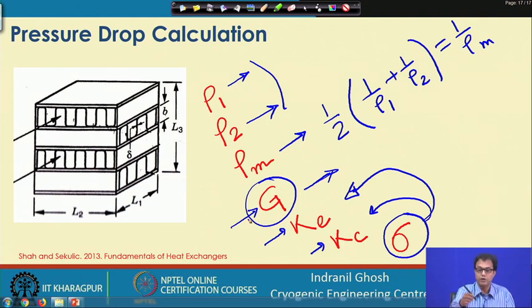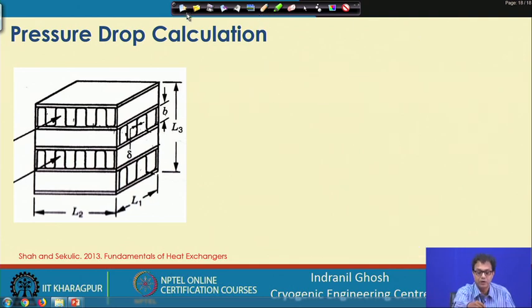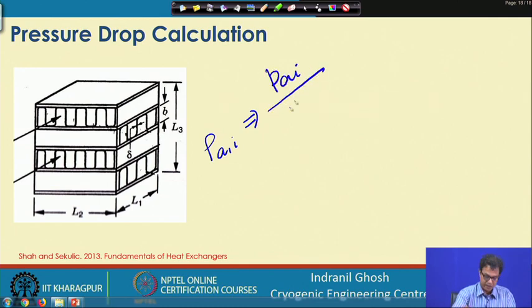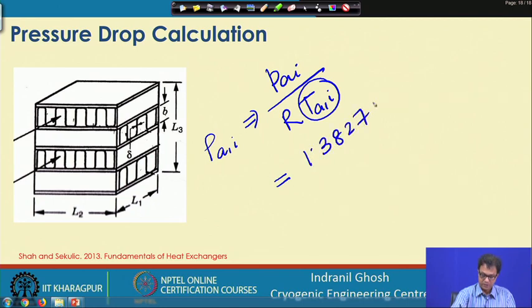So, if we look one by one into those parameters, we will find that rho of the inlet can be estimated, if we assume it to be an ideal gas, using the PV = nRT relation. So, this is P air inlet by R T inlet. You have to convert the temperature into Kelvin, and accordingly this will come out as 1.3827 kg per meter cube. So, this will be the density of the air at the entry.